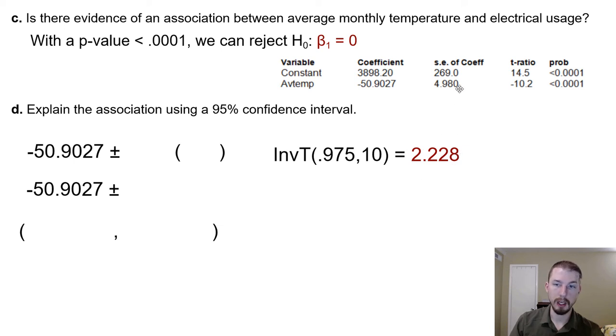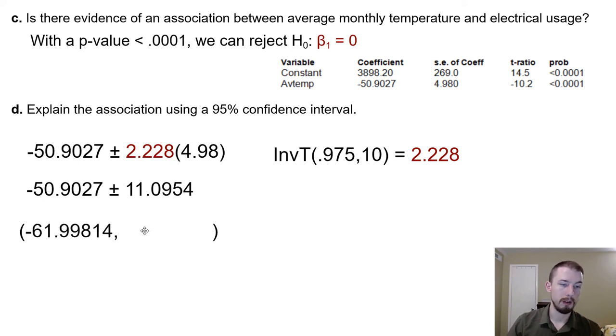That's how many standard deviations or how many standard errors we need to go out. So if I multiply the number of standard errors times the standard error for that coefficient, which is our slope, that'll tell me the margin of error. So I'm going to add and subtract the margin of error from our mean, which is our estimate for the slope, our best estimate for what we think the true slope is, and that'll give us an estimate for the slope. We're 95% confident that the true slope between average monthly temperature and electrical usage is anywhere between -61 point, basically -62, and -40. And then that would be in units of whatever our y is over our x.